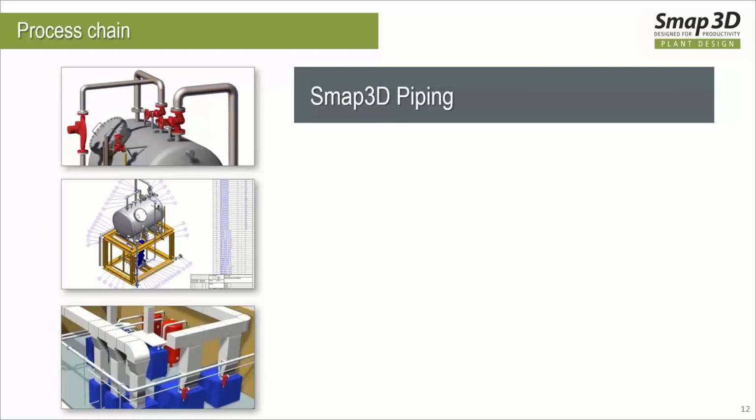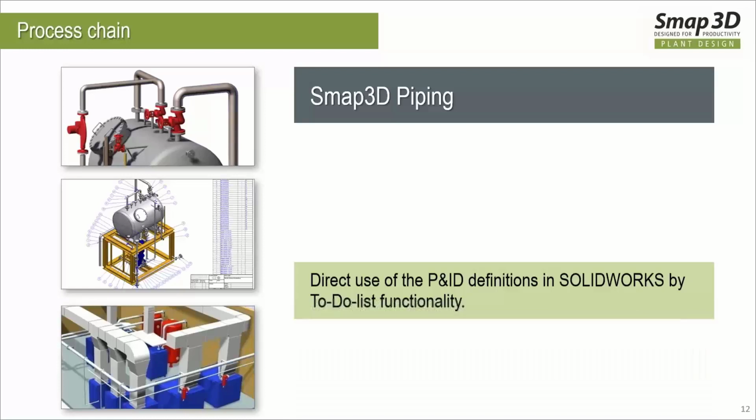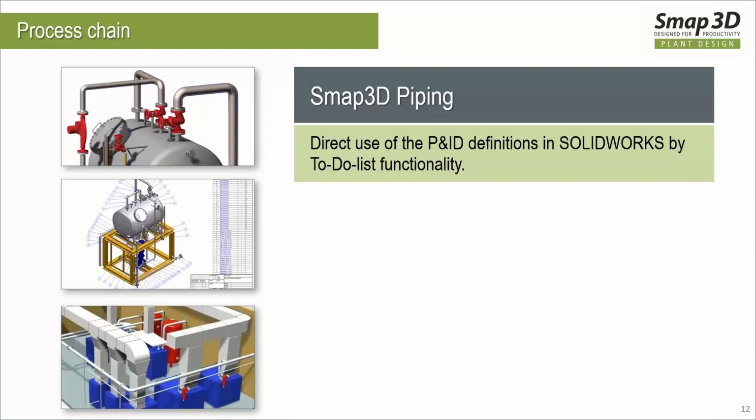Now, the Smap3D Piping module requires a license of SolidWorks. Okay. Now, we don't care whether it's Standard, Professional, or Premium. We work the same with all of them. Okay. So we don't use any technology from SolidWorks Routing.